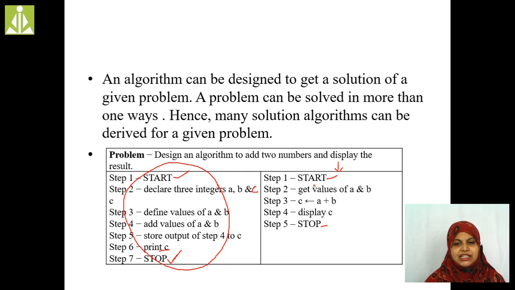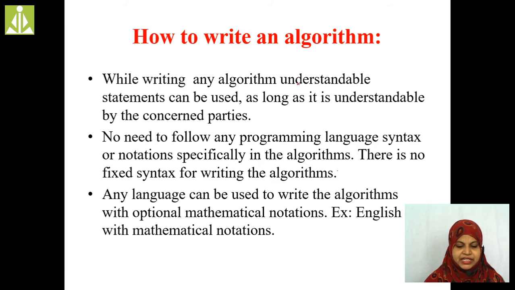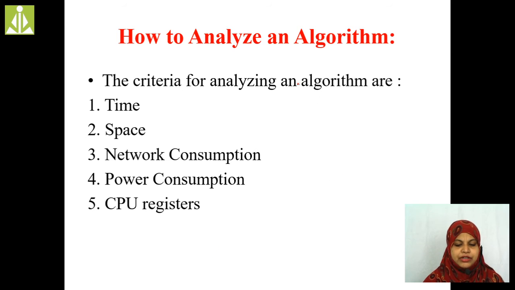See here, my problem is addition of two numbers only, but I get two different types of algorithm for a single problem. It means that an algorithm can be designed to get a solution of a given problem. A problem can be solved in more than one way. For a single problem, we may get multiple algorithms, right?